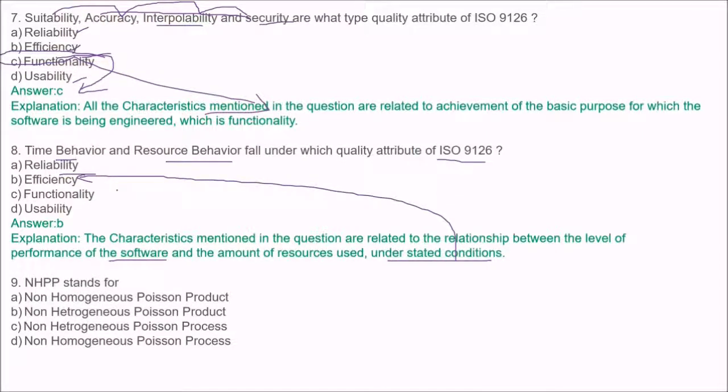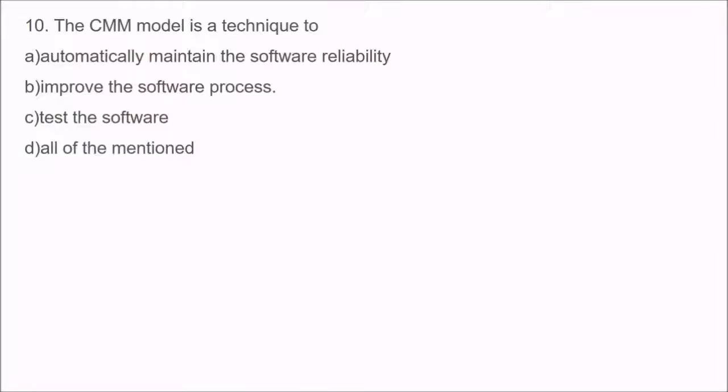behavior and resource behavior. Next is NHPP. NHPP stands for which of these options? Can you answer this? The answer is D, non-homogeneous Poisson process.